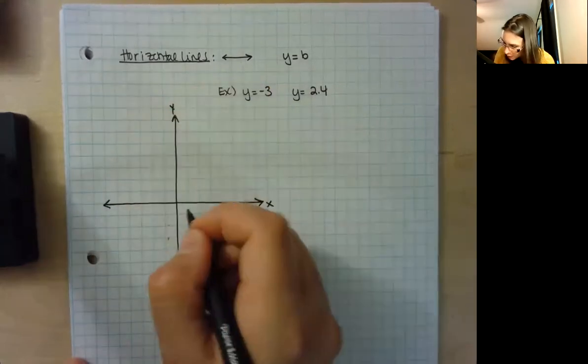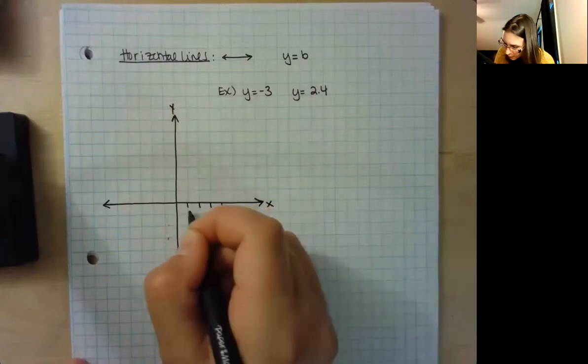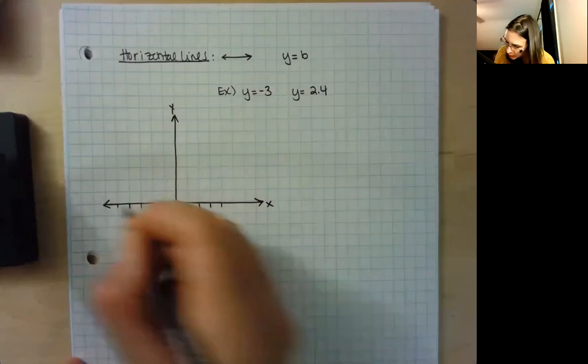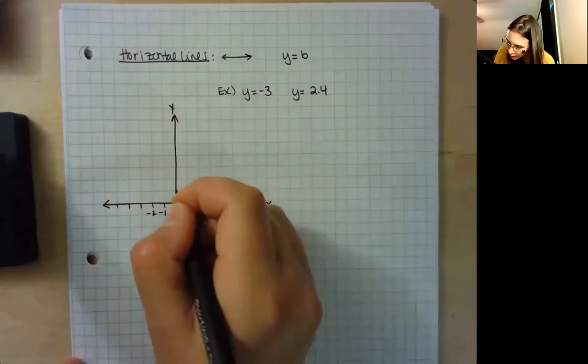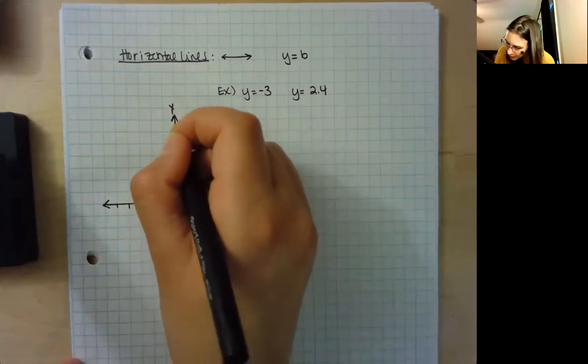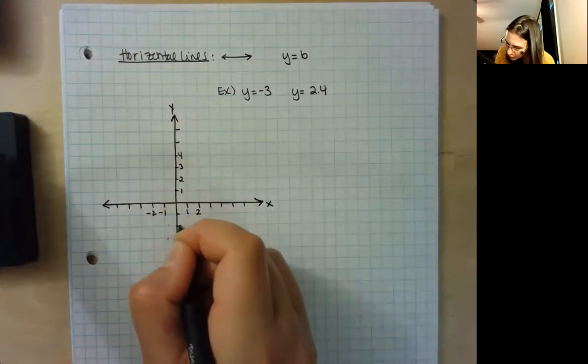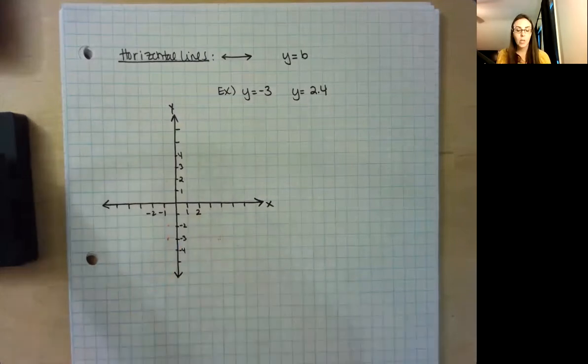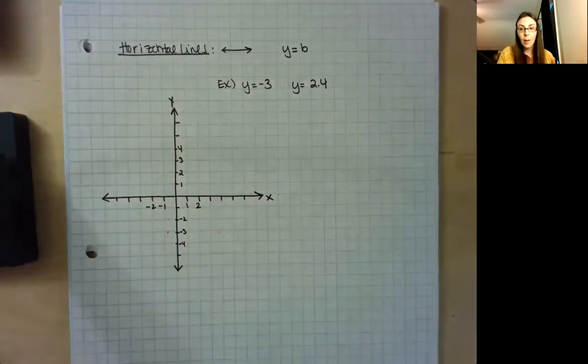So here, 1, 2, 3, 4, -1, 2, etc. So all those points are still on your axes. Then here you have 1, 2, 3, 4, etc. -1, -2, -3, -4, etc. So what you're going to do is the same idea, but the opposite direction.